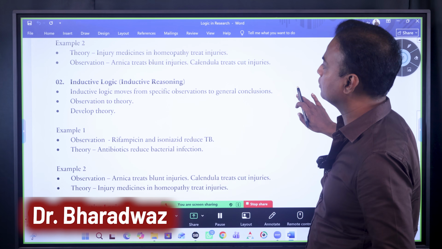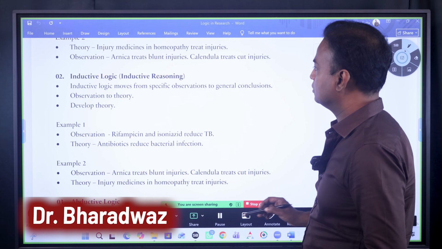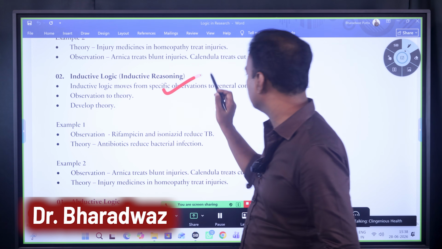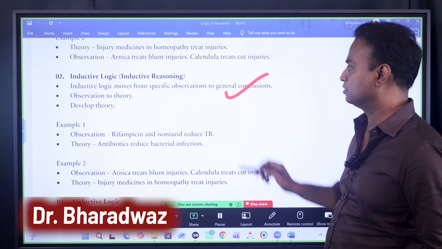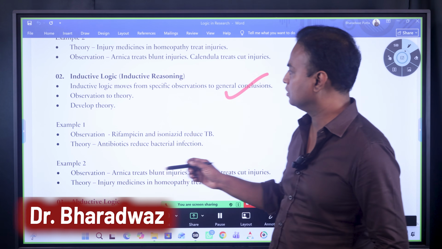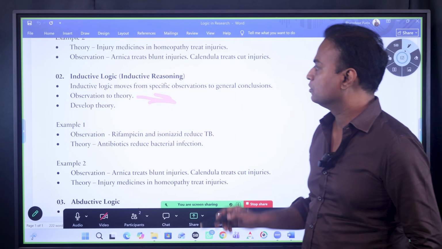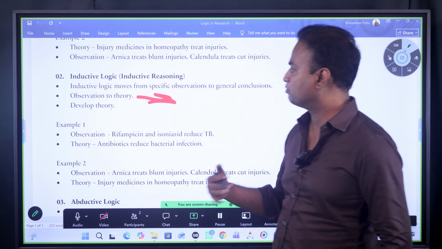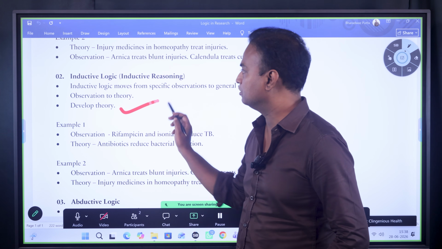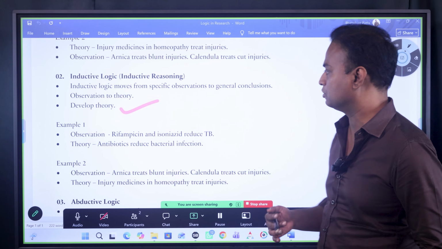Then what is inductive logic? Inductive logic moves from specific observations to generalized conclusions. So what is the movement here? Observation to theory. It is exactly the opposite. So what do we develop here? What is the purpose? To develop a theory. To develop a theory, we use inductive logic.